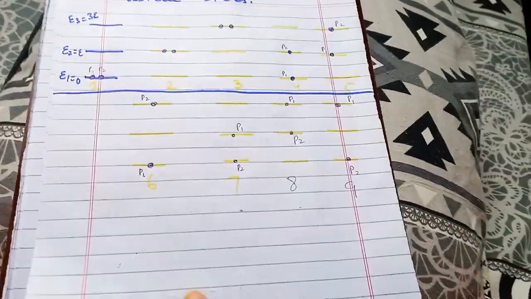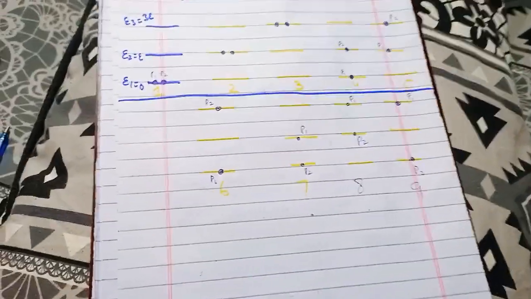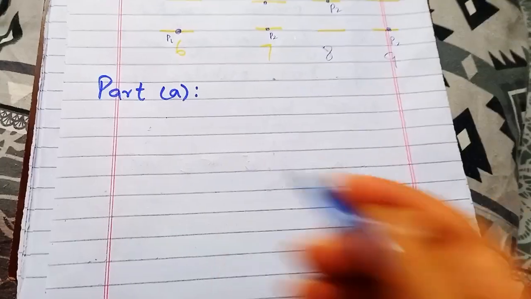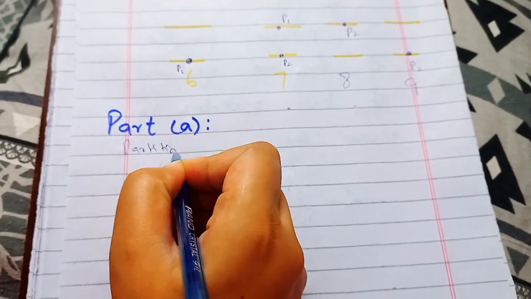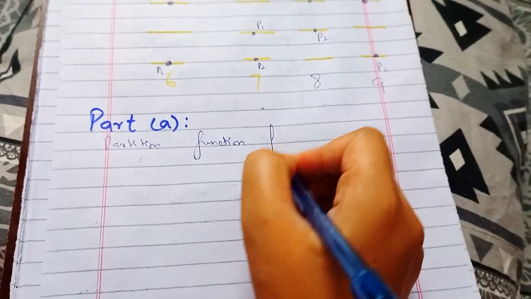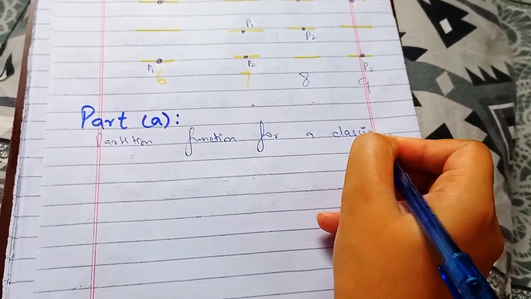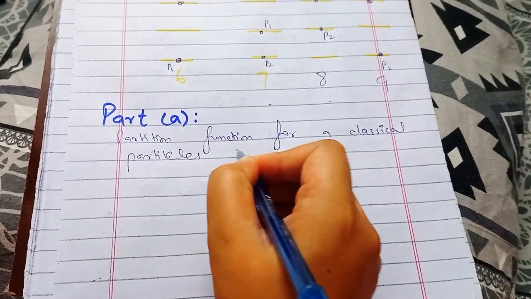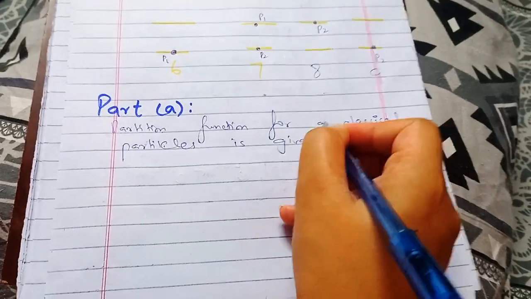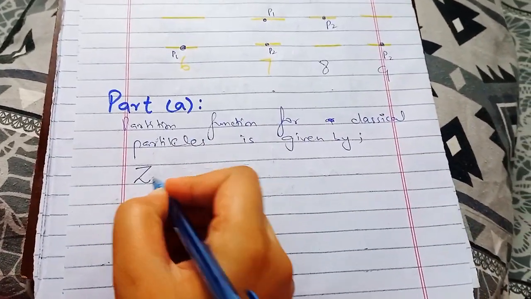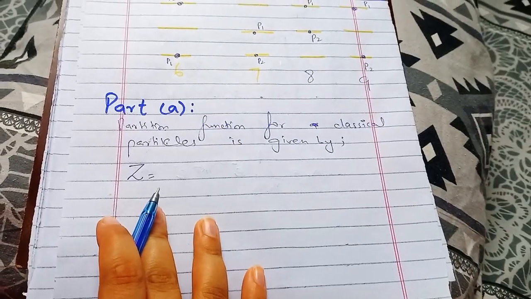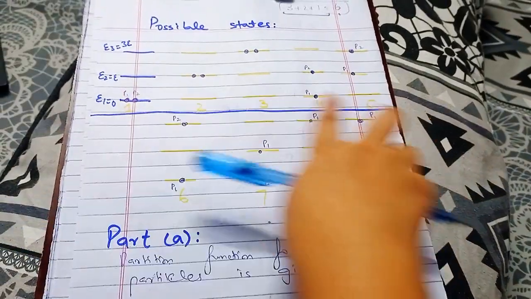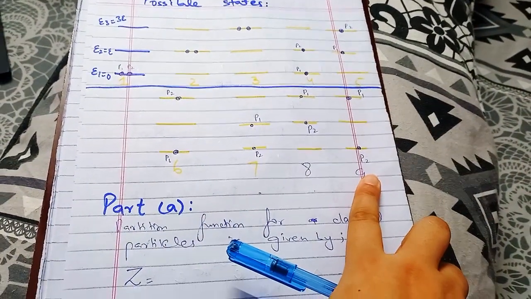Now let's do the calculation for part A properly, because now we are ready for part A. The partition function for classical particles is given by capital Z equals, let's do this. Since they are classical particles, all of the states are possible. The particles can occupy all of these states. There is no forbidden state for classical particles.